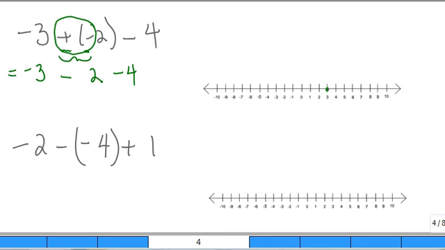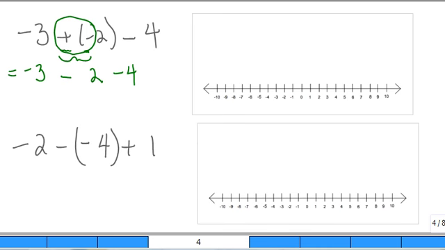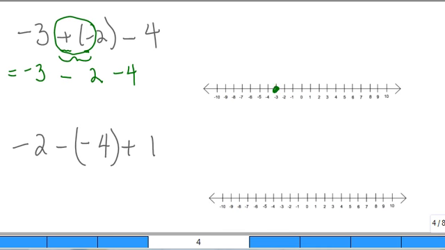So I'm going to start at -3. Whoops, that was not right there. I put +3. -3. And I'm going to subtract 2. So that means I'm going to go to the left 2. And then I'm going to subtract 4, so I'm going to keep going to the left 4. One more there. There we go. So that means I end up with -9.